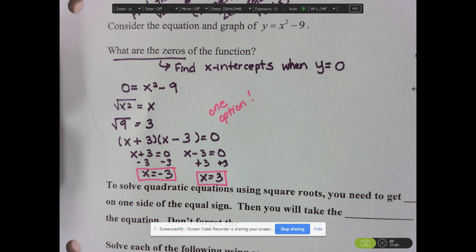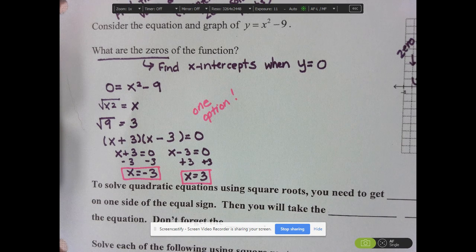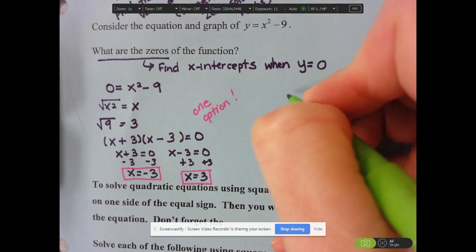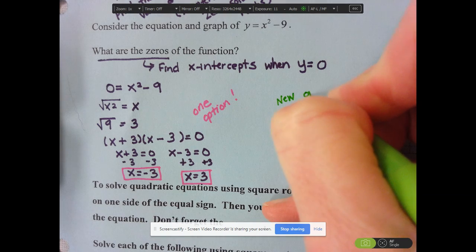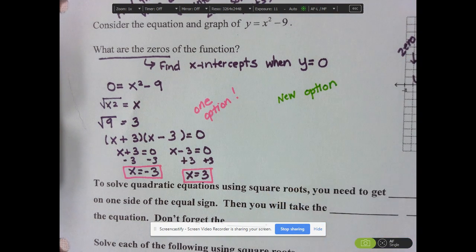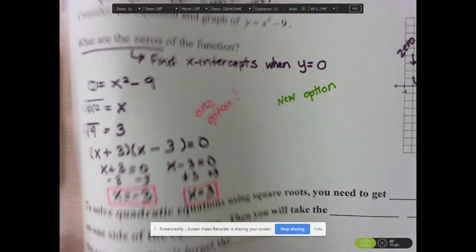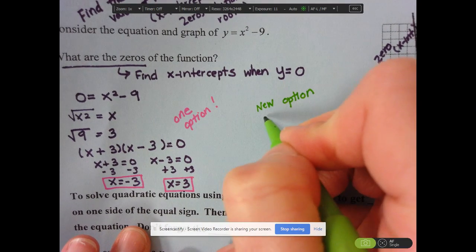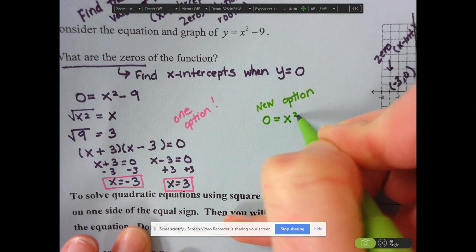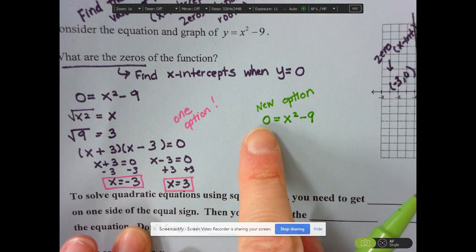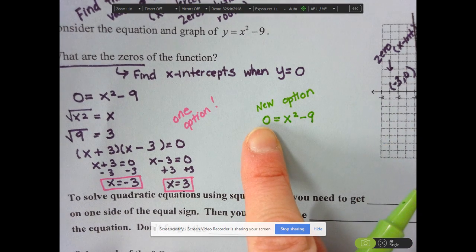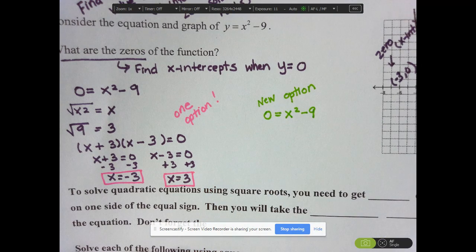Okay. So we're still going to use square roots. It's going to look a little different. So here's what we're going to do. So this is going to be the new way. The new option. So I'm going to take the same equation, 0 equals x squared minus 9. Again, y got replaced with 0 because we're looking for x-intercepts. And our new option looks just a little differently.